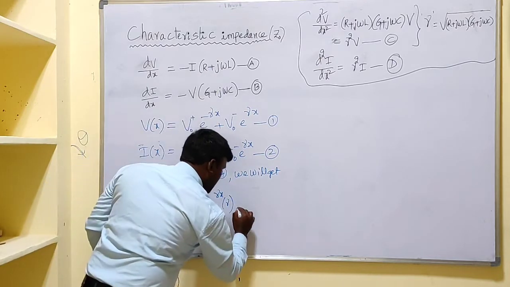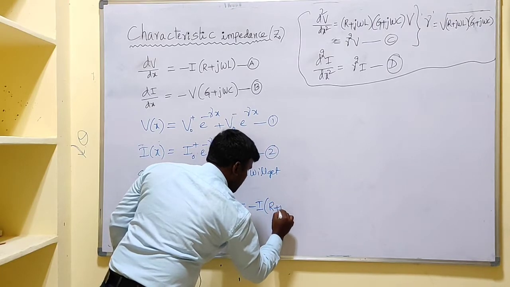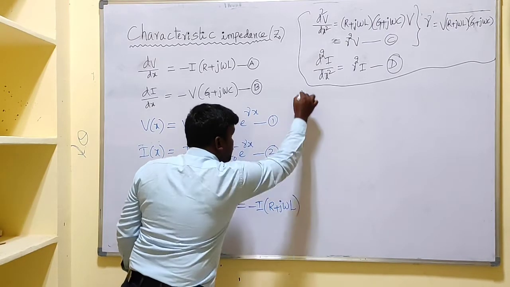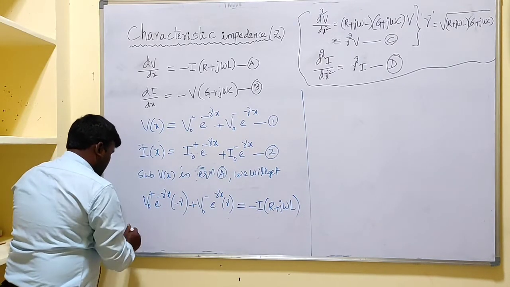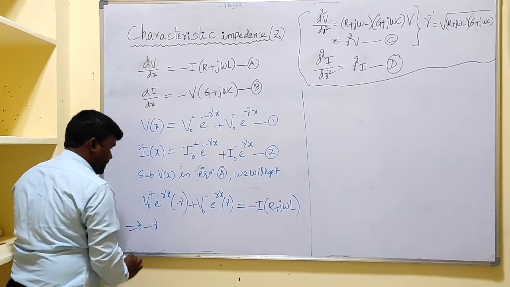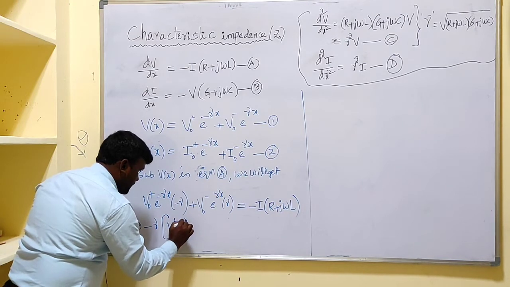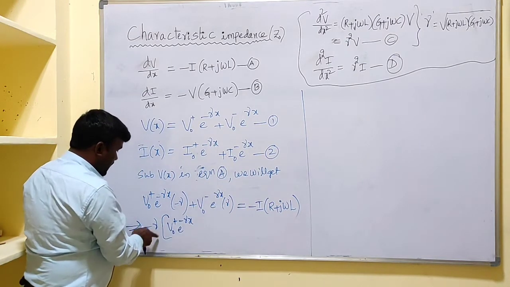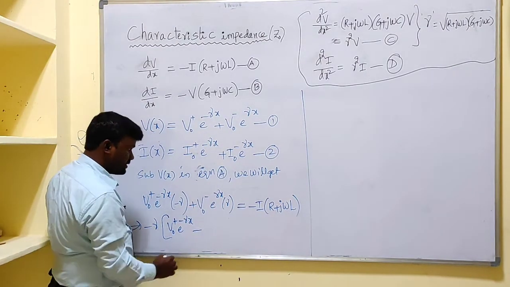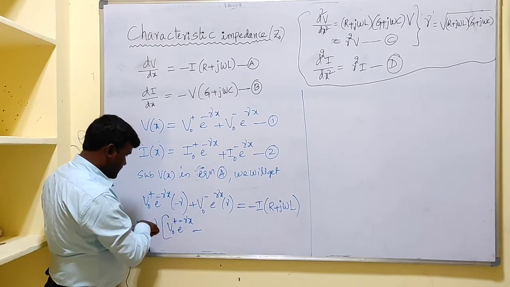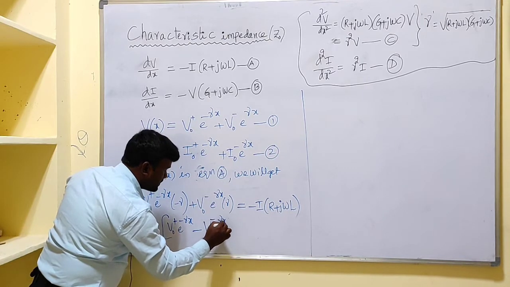On the right hand side we have minus I into (R plus j omega L). Let us take minus gamma as common on the left. The remaining terms are V naught plus into e to the power minus gamma x, and since we took minus gamma common, minus into minus becomes plus, giving plus gamma into V naught minus e to the power gamma x.